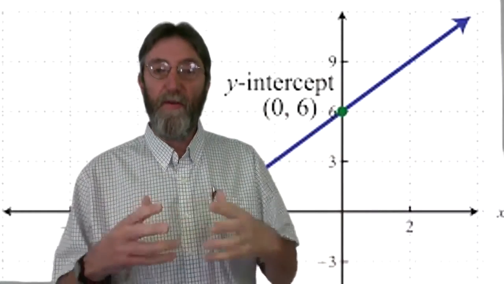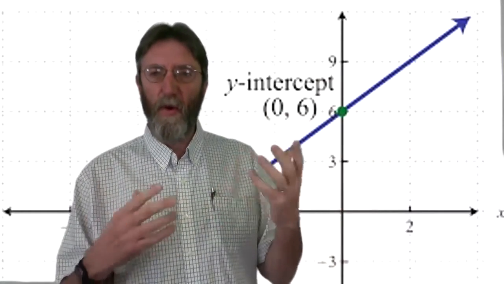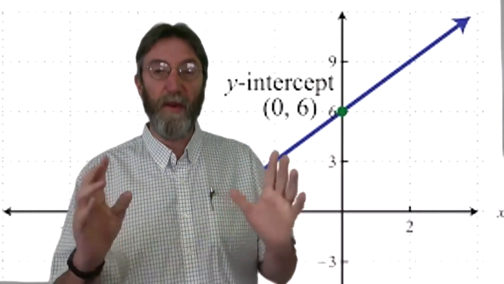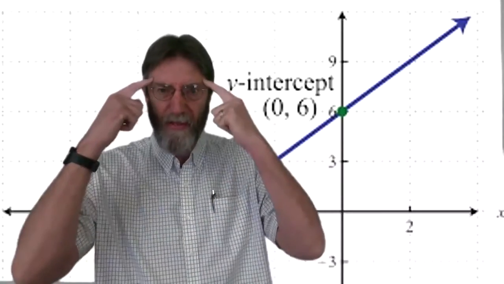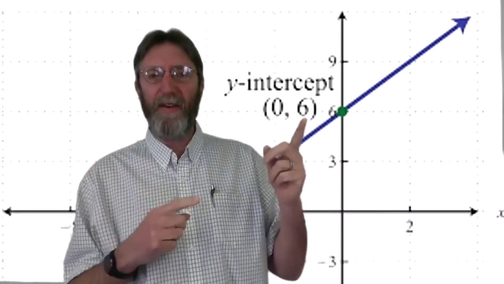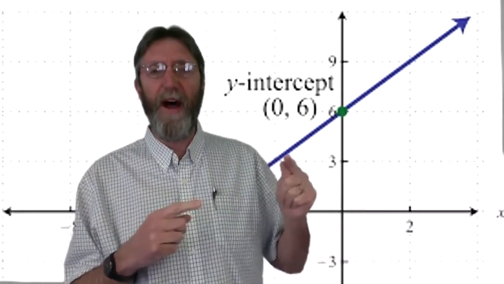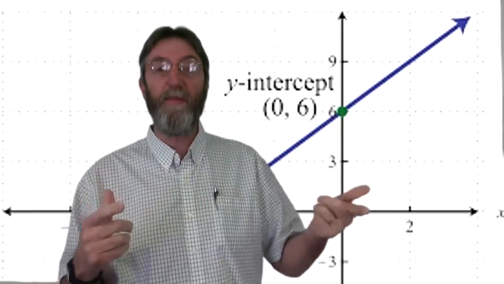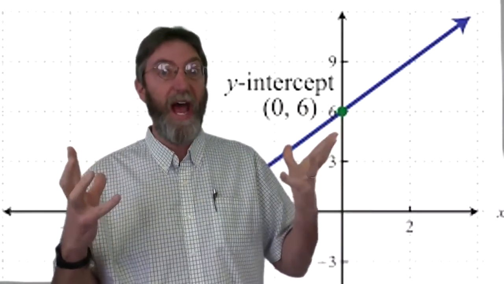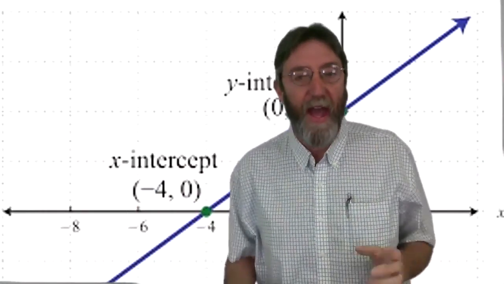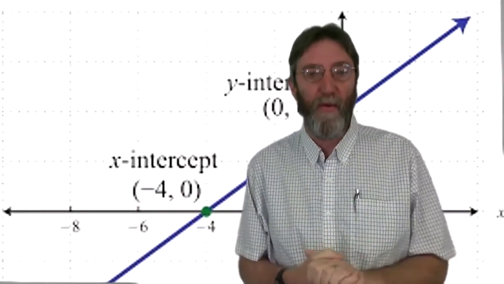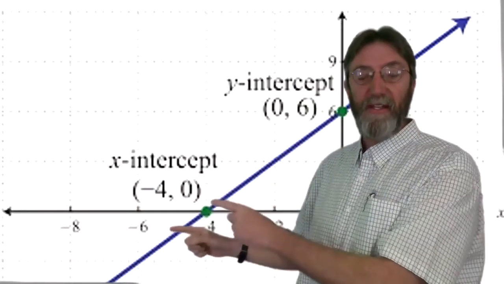The only thing new for today, and if you get stuck on your homework, you can go back and look at your old videos, but the only thing new today is we have a concept called the x-intercept. Now let's think that one through. If the y-intercept is where the line crosses the y-axis, then the x-intercept would be the point where the line crosses the x-axis. Yeah, you bet. So the x-intercept is going to be that point wherever the line crosses the x-axis.